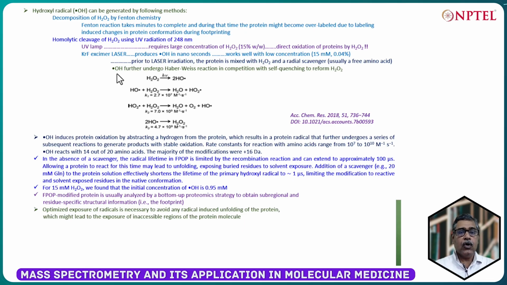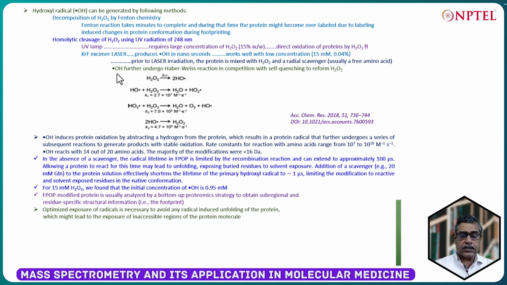So, another strategy is homolytic cleavage of H2O2 using UV radiation, say UV radiation up to 48 nanometer. Now, in that case a UV lamp can be used. If we use a UV lamp, that requires a large concentration of hydrogen peroxide, 15% weight by weight, and in the presence of that large amount of oxidizing agent, because hydrogen peroxide is an oxidizing agent itself, there may be a direct oxidation of protein by the reagent, besides the footprinting that we are talking about caused by OH dot.